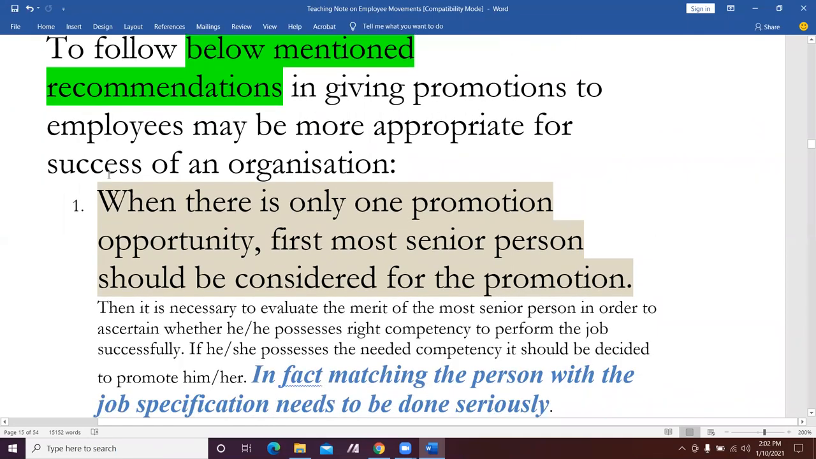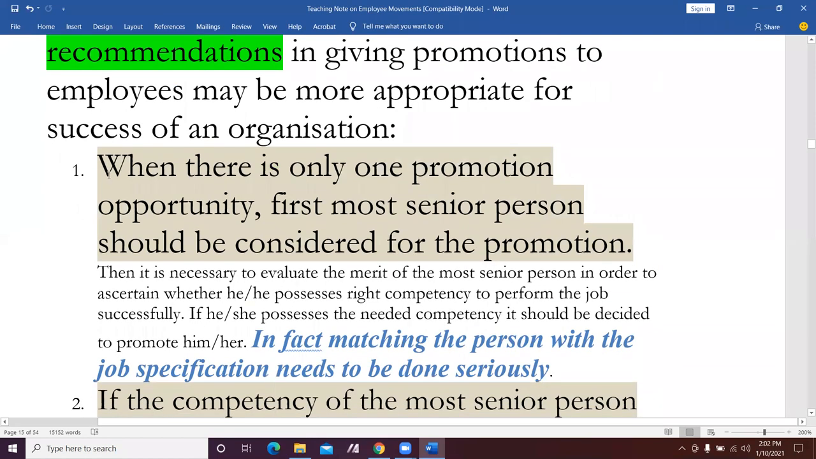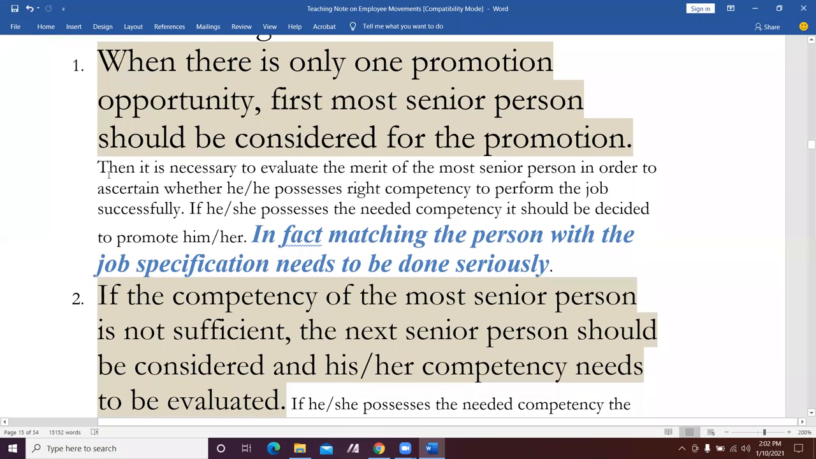So in many ways, most of the possible problems we can avoid if we follow this one. But unfortunately, assume the most senior person is not the ablest one, and that person is really not qualified to perform the duties of the job successfully. Then we can't promote that most senior person. Then we have to consider the next senior person and evaluate his or her merit. If that person becomes eligible in terms of merit, then we decide to promote the next senior person. Then the reasons for our decision will have to be communicated to all the relevant people in order to avoid prospective or future complaints and misunderstanding.